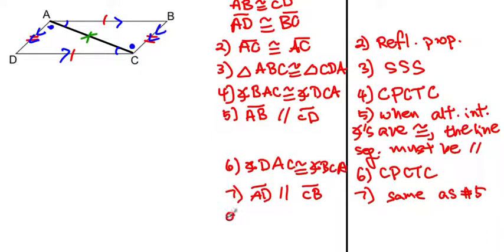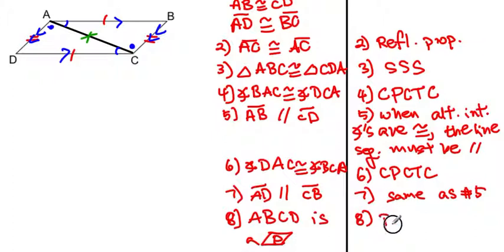Now, finally we can say ABCD must be a parallelogram. Why? By the definition of a parallelogram. All right, that's it.